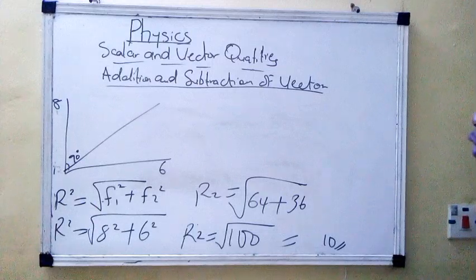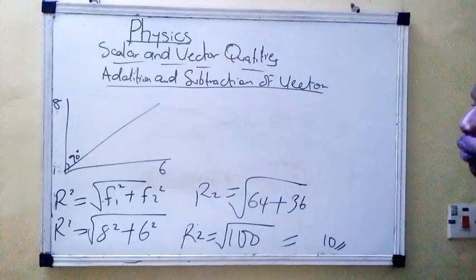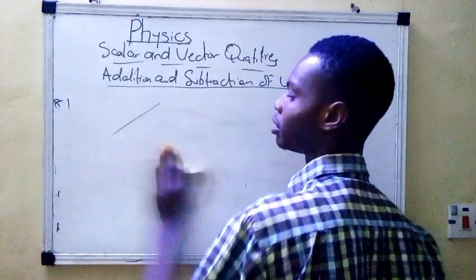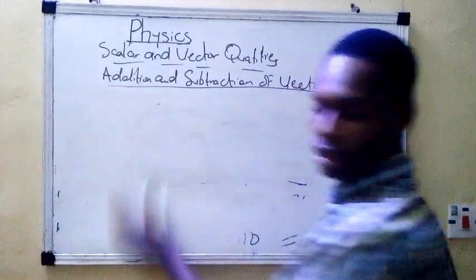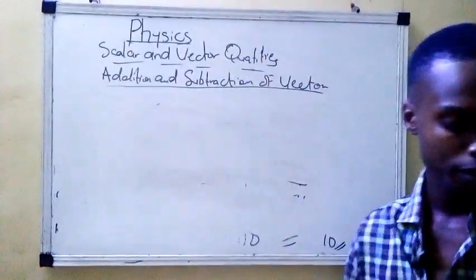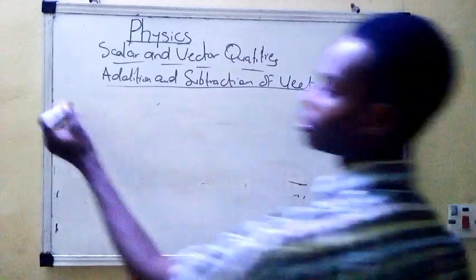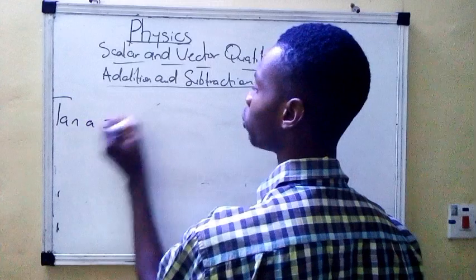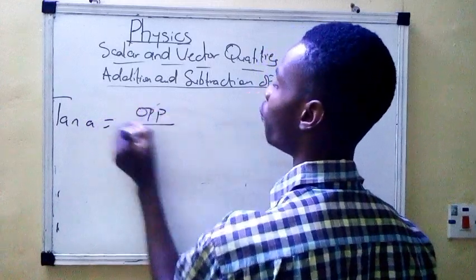But because of time, I'll give you the formula to solve for what? Direction. Now the formula for solving direction, the formula is what? We have tan A is equals to what? Opposite over adjacent.